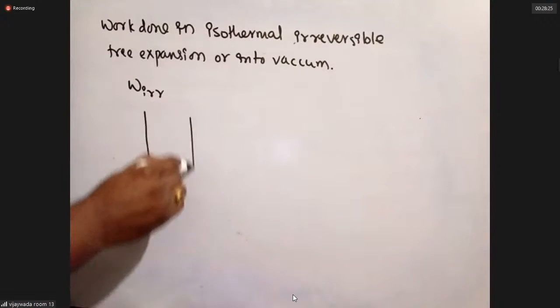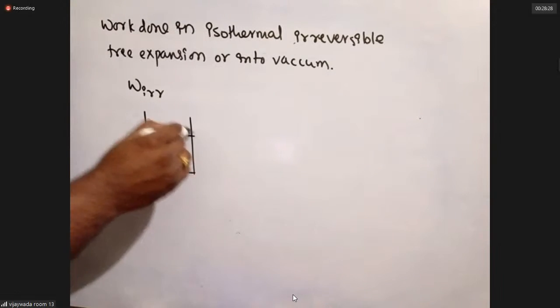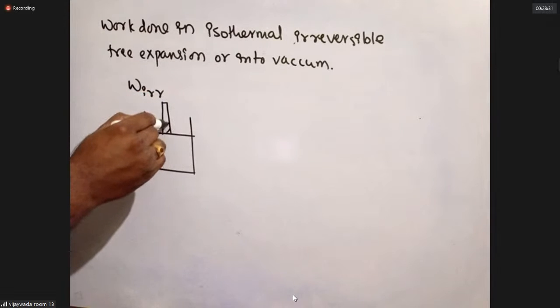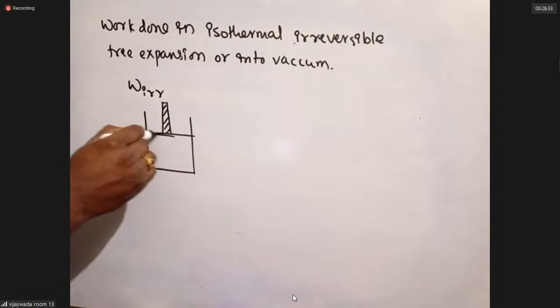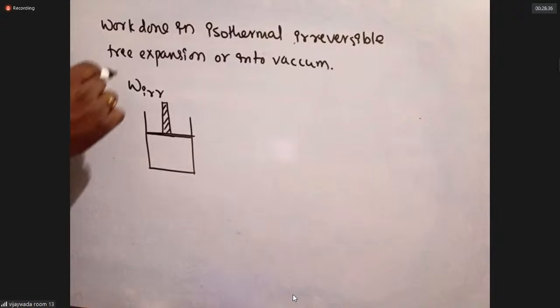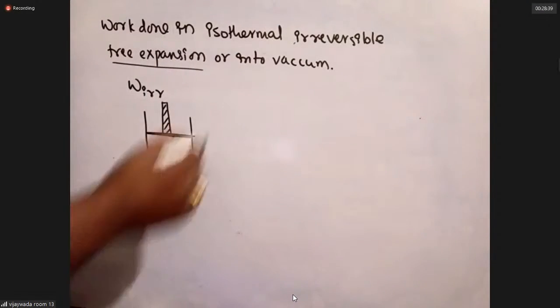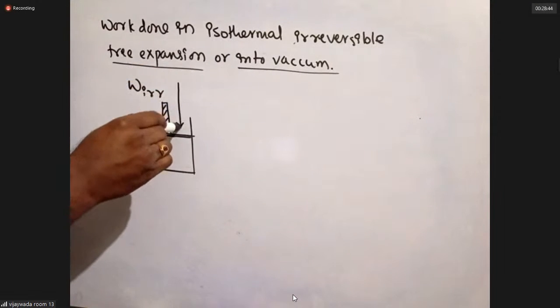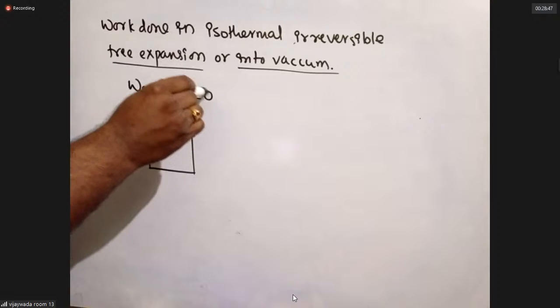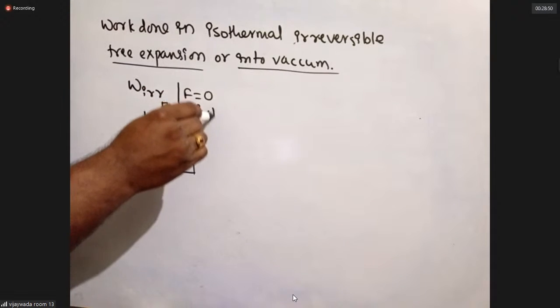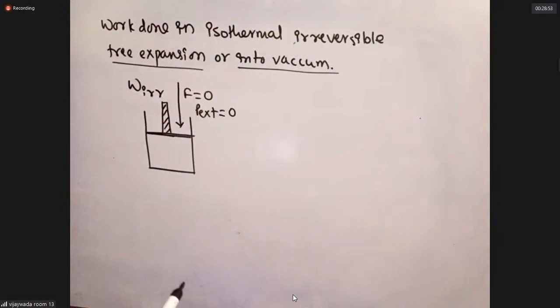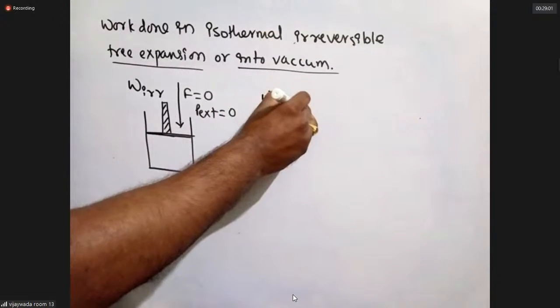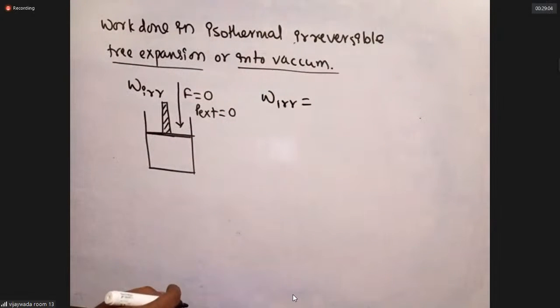Now I need one clarity, students. We are doing one experiment in a cylinder which contains a frictionless piston. They said free expansion. What is free expansion? Expansion into vacuum. Free expansion means opposing force is 0, P external equal to 0. No opposing force. In vacuum, no pressure is there. So now tell me, what is the work done in the irreversible process, free expansion? What is the answer?